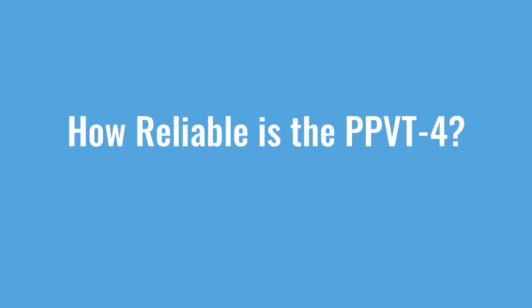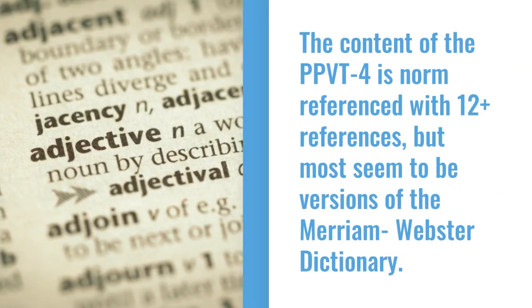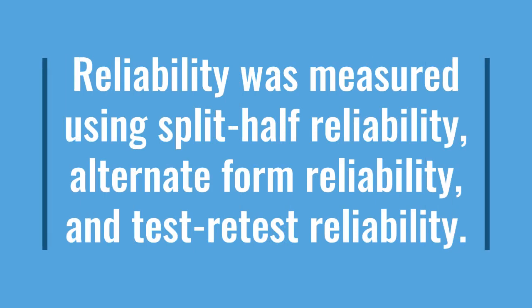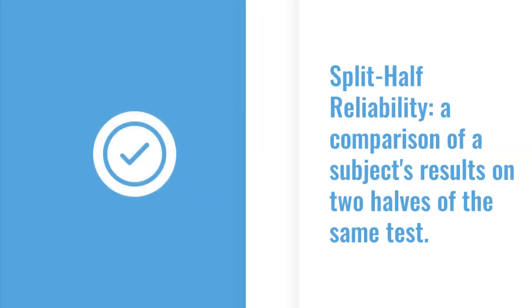How reliable is the PPVT-4? The content of the PPVT-4 is norm referenced with 12 plus references, but most seem to be versions of the Merriam-Webster dictionary. The assessment is correlated with 3 other assessments that measure vocabulary, as well as the PPVT-3. Correlations are high between all 4. Reliability was measured using split half reliability, alternate form reliability, and test-retest reliability.